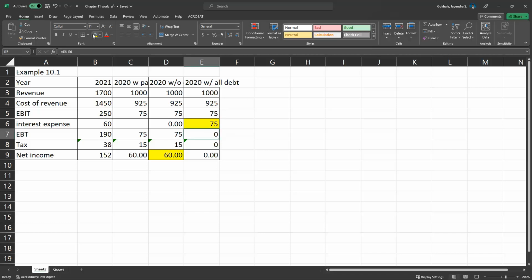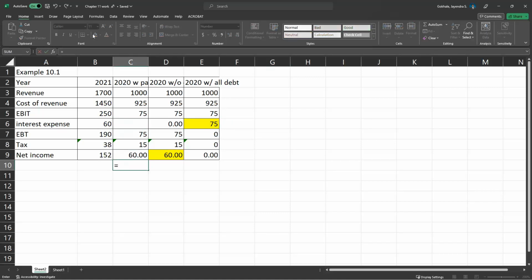And how much is this tax savings? It's the $15, right? The $15 is the difference of 75 minus 60. That's the $15 saved. Now let's do one final scenario analysis.